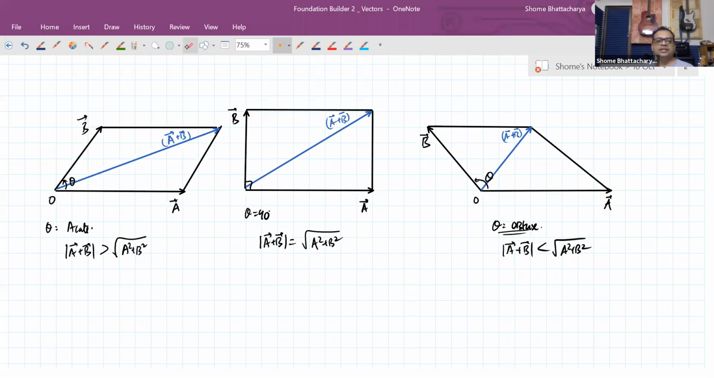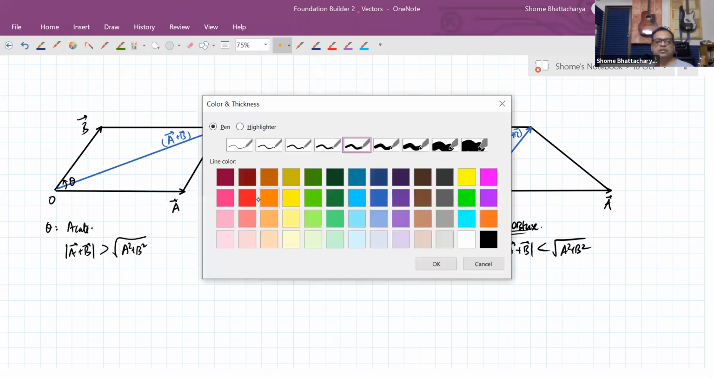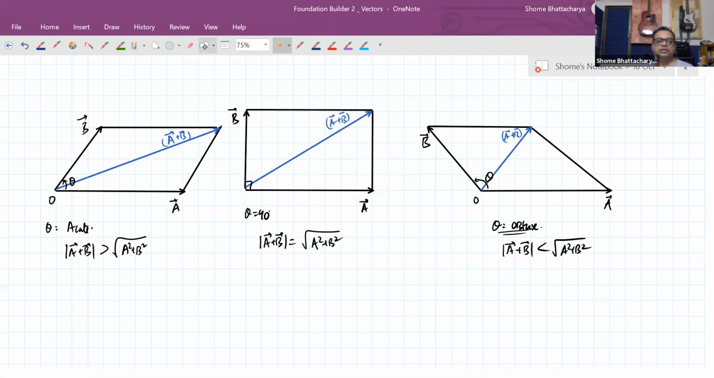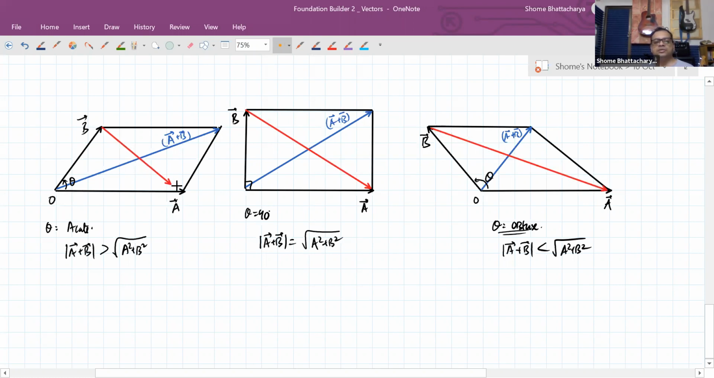Similarly, you consider the secondary diagonal now, the one from the head of b to the head of a. See, here it is exactly equal to the primary diagonal. So both these will be equal, mod a plus b and mod a minus b. But in comparison, for the obtuse angle case, this is getting stretched. This is becoming longer. And for the acute angle case, this one is the one which is getting compressed. So it's getting shorter. Okay. So a minus b here in comparison to a minus b here. In comparison to a minus b here.